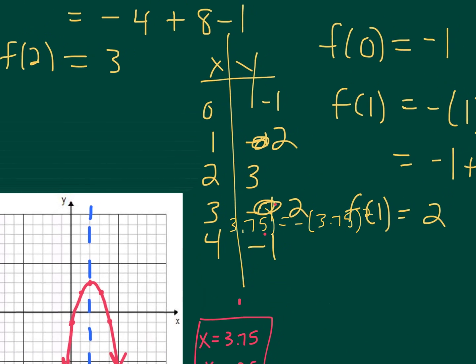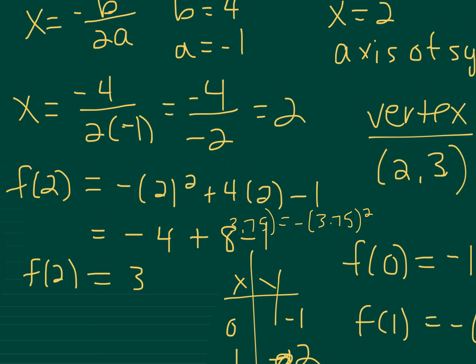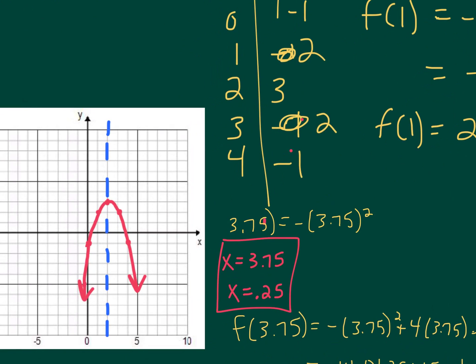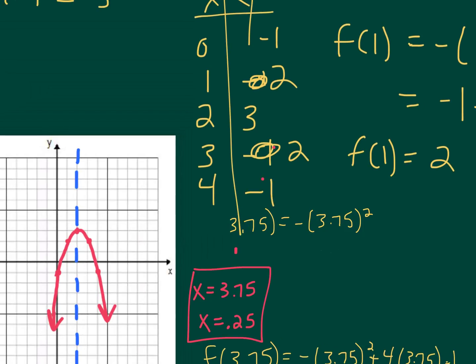And then we could also look in our table that we actually didn't need to estimate that much on this problem. Just realize it said just say the consecutive integers where it's between. So we know that this one was between 3 and 4, closer to 4. This is between 0 and 1, closer to 0. And so that's all we have to say. And we can see that in our table as well.